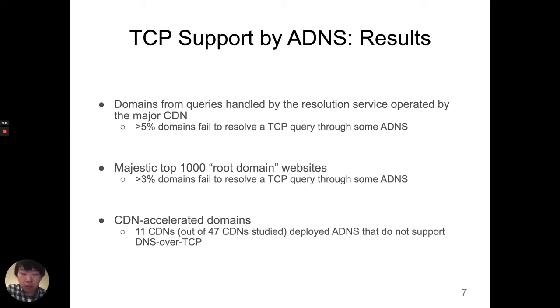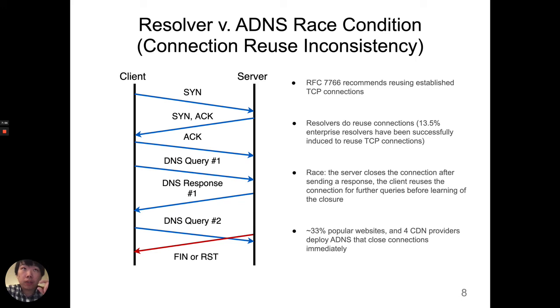And let's look at the race conditions that apply for the ADNS servers that do support DNS over TCP. First of all, the RFC recommends reusing established TCP connections. And in fact, the resolvers do reuse connections. In another email scan, we have successfully induced 13.5% of the enterprise resolvers to reuse TCP connections. And this is a race.